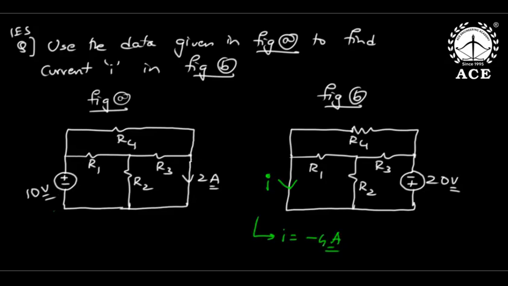If 10 volts can give 2 downward, then on this side 10 volts will give 2 upward. But 20 should give 4 upward, and the asked direction is opposite to that. So I is -4. Yes or no? I is -4. Now I'm giving another question.